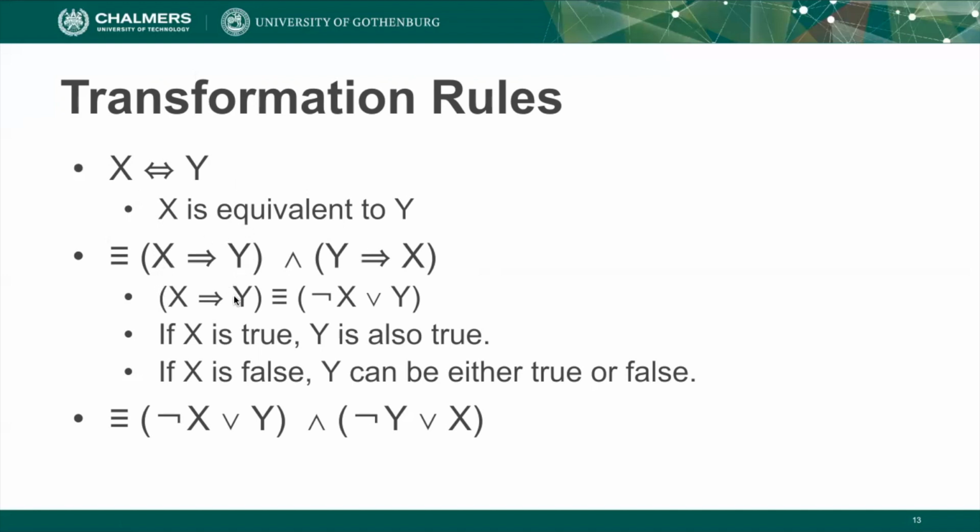Now, X implies Y is the same as saying not X or Y, right? So if X is true, Y is also true. But if X is false, Y can be either true or false, right? And so if we have something like X implies Y and Y implies X, well, that's the same thing as saying (not X or Y) and (not Y or X), okay? So that's now an expression in conjunctive normal form. There's an or within the clause and an and between the two clauses. So there we go. That's going to help us a lot when solving for these models.